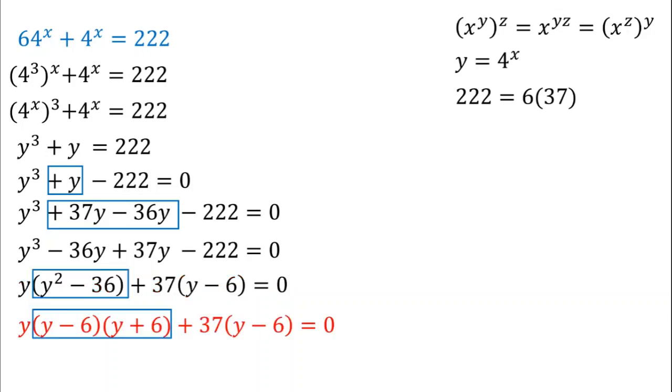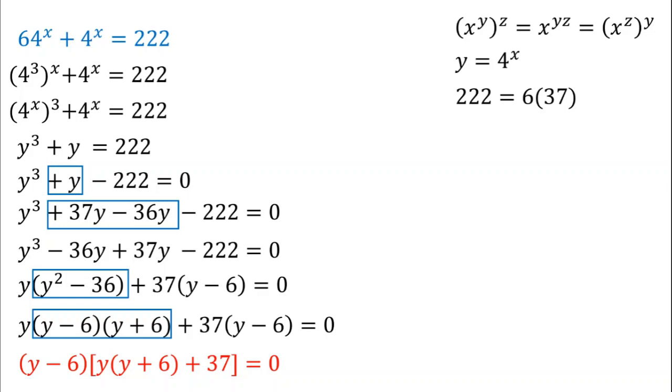You may have noticed that factoring out a y yields a difference of two squares. So y squared minus 36 can be further simplified into y minus 6 times y plus 6. The second half of the left-hand side still remains the same. And now we've got a common factor of y minus 6 in both the first portion of the left side as well as the second portion of the left side. So we can carry on by factoring out y minus 6 from both parts.